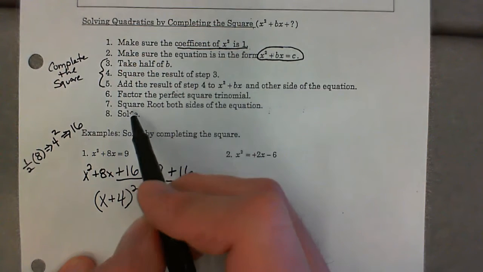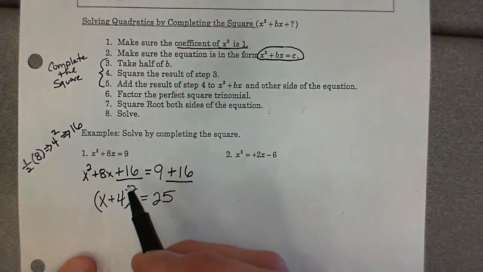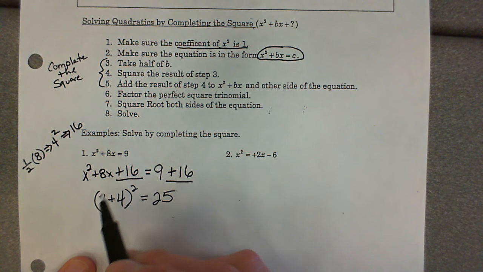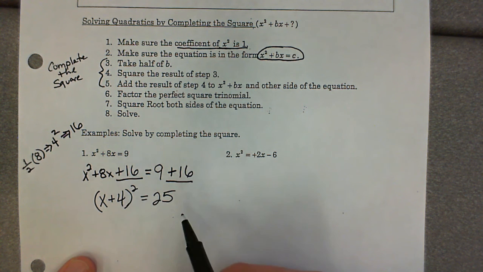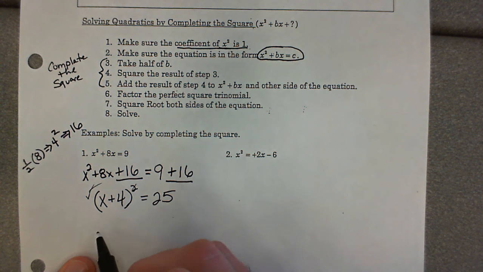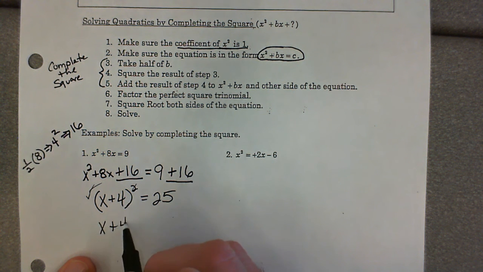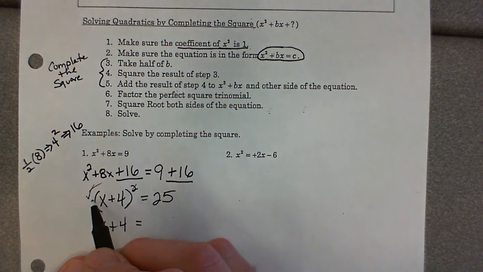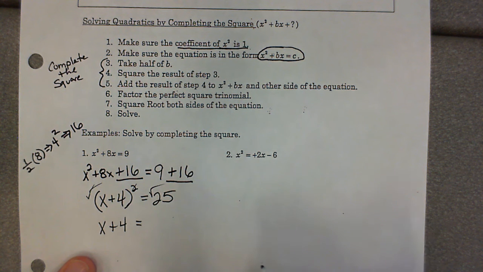So we've factored the perfect square trinomial. Now in step 7 we're ready to take the square root of both sides, because I'd like to get x by itself, and to undo a square we take the square root. If you take the square root of this side, the square root and the square cancel, and you're left with x plus 4 equals, and if you take the square root of this side, you've got to take the square root of that side.